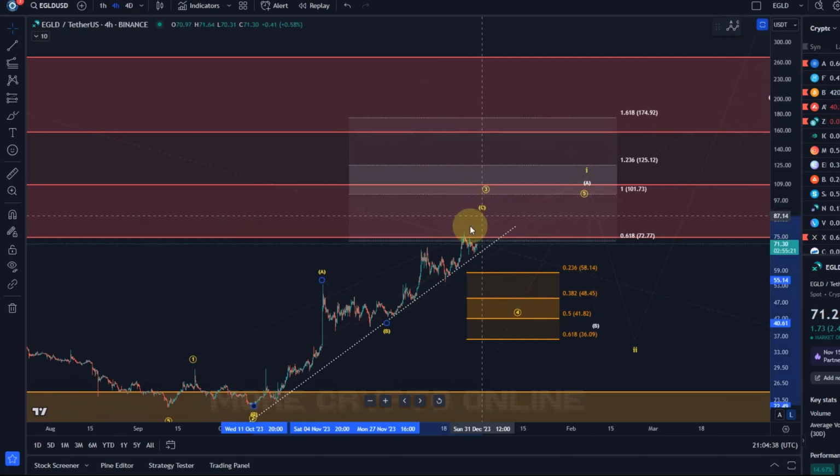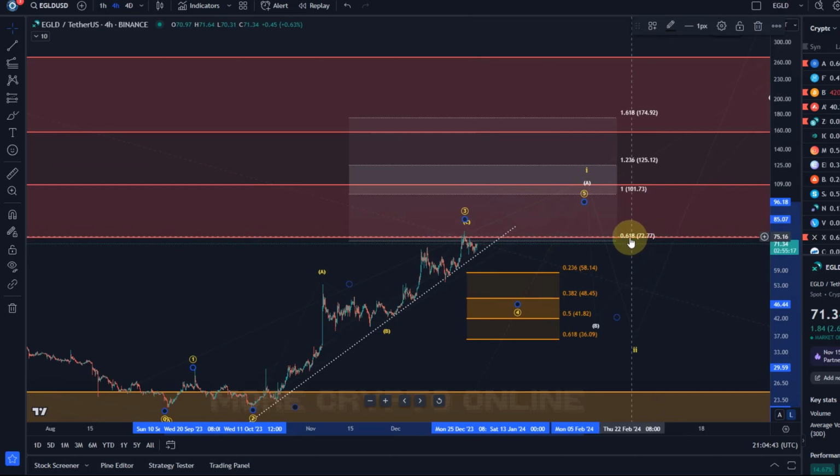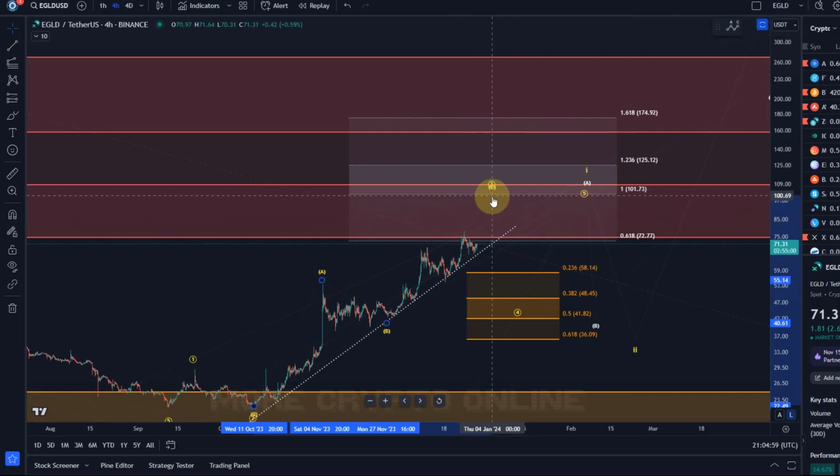The first one is already reached though. The 61.8 extension level here is already reached at $72. But if the price breaks above the last high, which was made on Monday at around $78, because we reacted to that level already, then the next key level to watch in wave 3 still, or in wave C of 3, would be the $101 level. That's a very common target for a C wave.